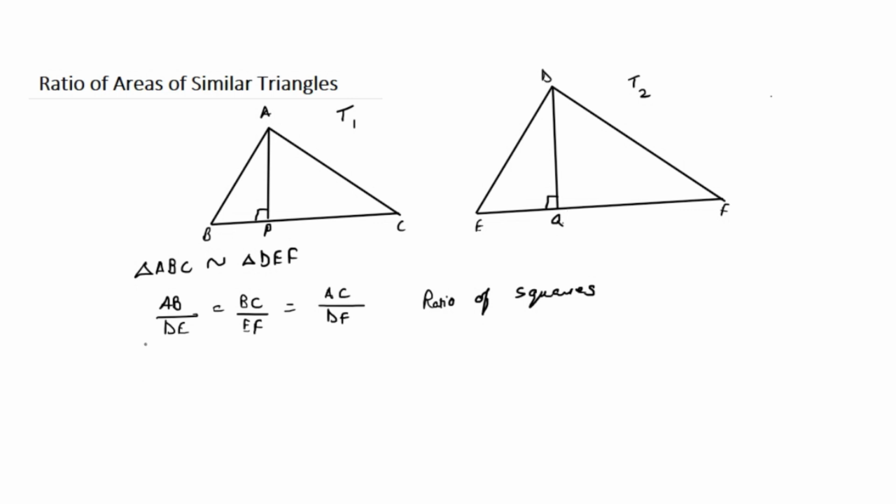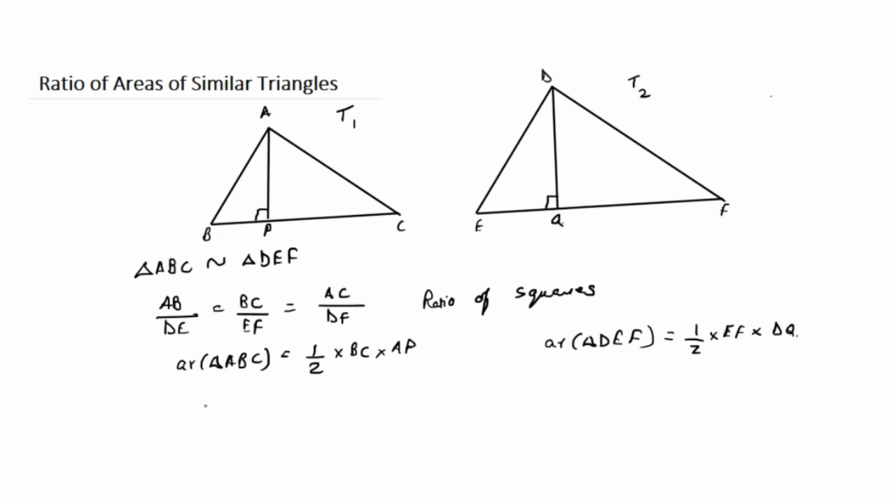Let us say that the area of triangle ABC will be equal to half times the base, which is BC, times the height, which is AP. And same way, the area of triangle DEF will be equal to half times the base, which happens to be EF, times the height, which is DQ.